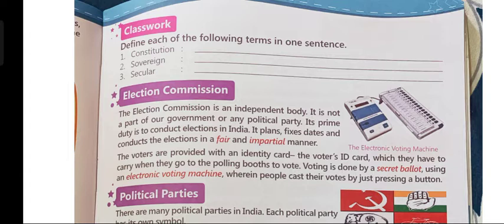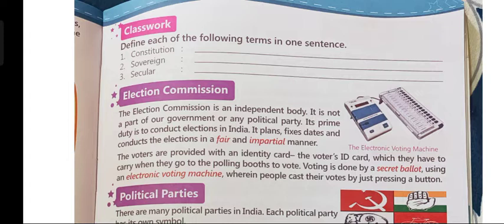Now, children, let us start with Election Commission. The Election Commission is an independent body. It is not a part of our government or any political party. Its prime duty is to conduct elections in India. It plans, fixes dates, and conducts the elections in a fair and impartial manner. So, children, Election Commission is an independent working body. It is not a part of our government or any political party.